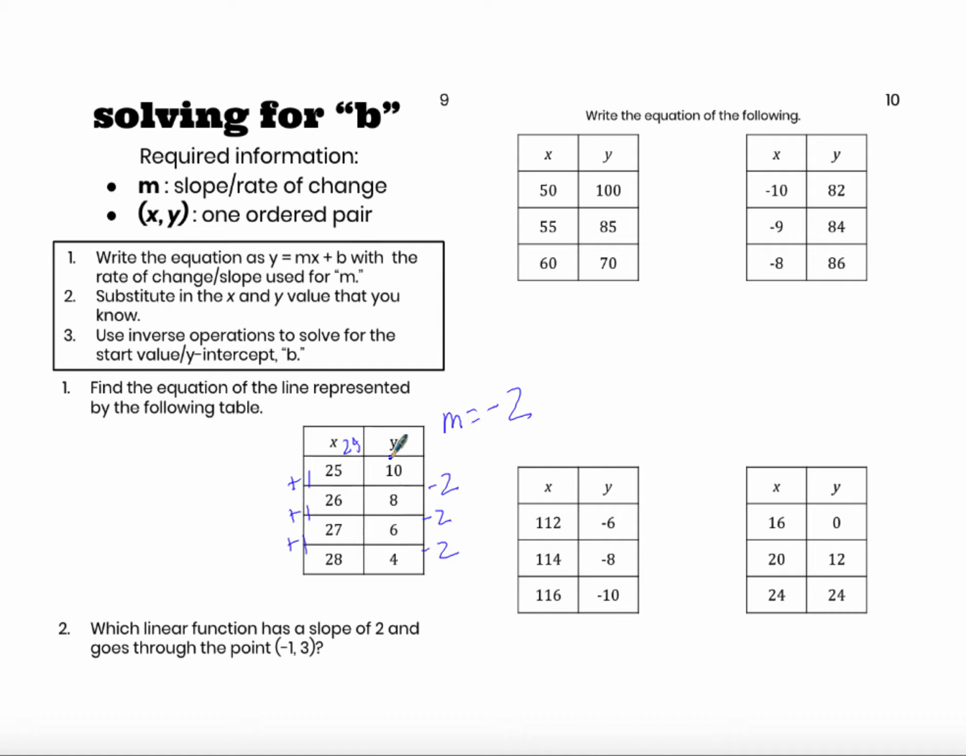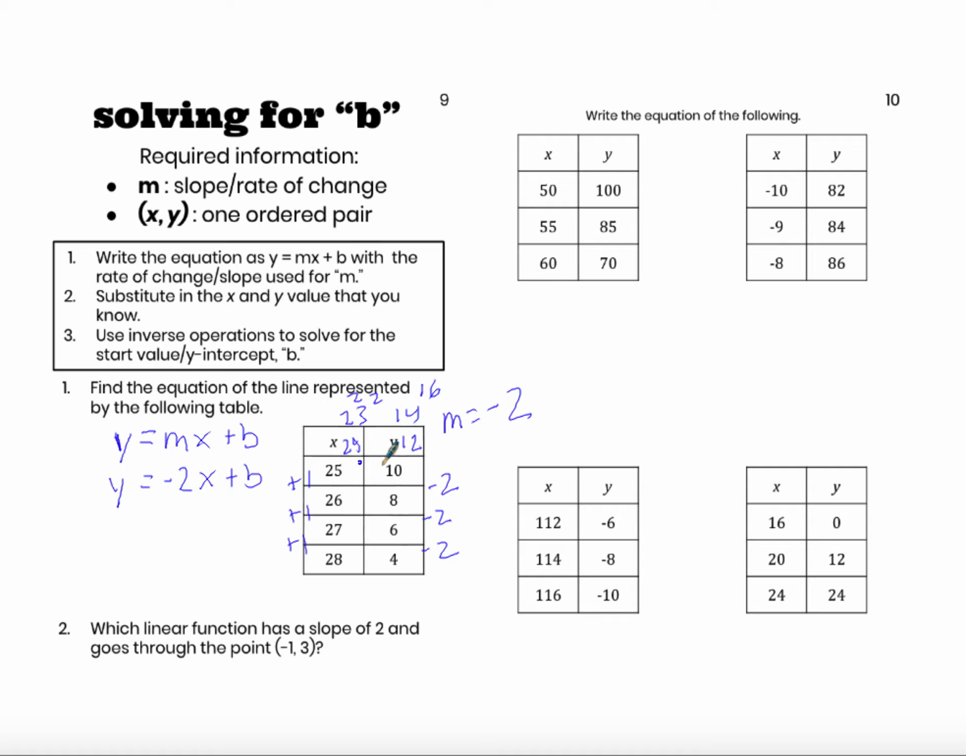Since I'm going down by 2 to work backwards, I would add 2, add 2, add 2, and this is not a great strategy. So another strategy that we can use is called solving for b. The general form of my linear equations is y equals mx plus b. I don't know the b, I don't know the start value, but I do know the rate of change. So I know this much of the equation. What I'm trying to figure out is what is that b.